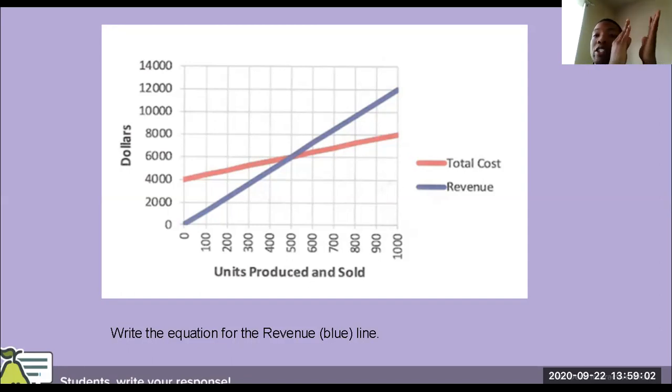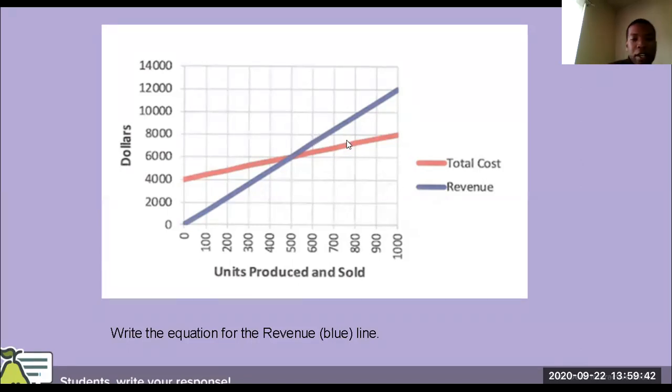So the total cost is only talking about the expenses. The total cost has nothing to do with the profit. Total cost is how much it is to make the PS4. The revenue is how much it is to make the PS4 plus how much you make from selling the PS4. I had a comment in the chat that says, so with the total cost being 8,000, and up here the revenue is 12,000, the company made $4,000 profit.